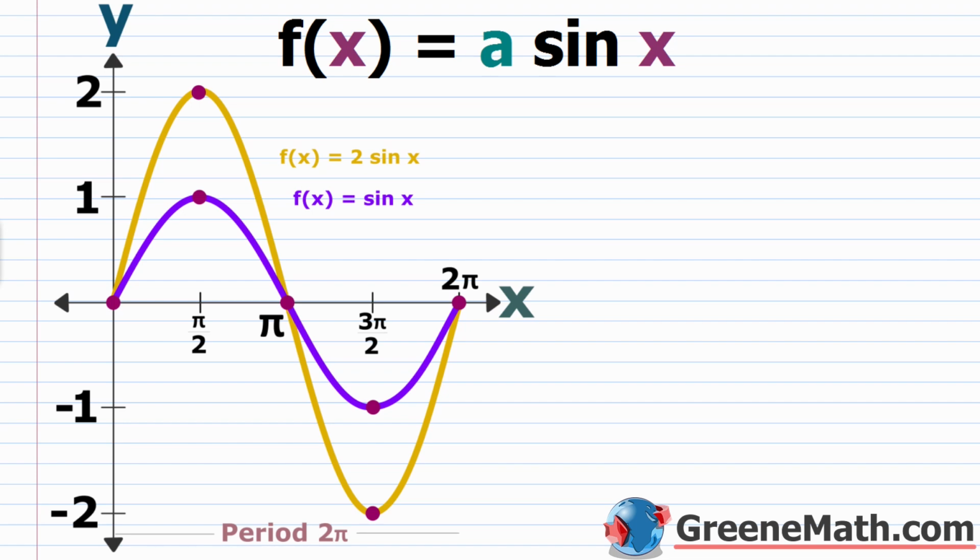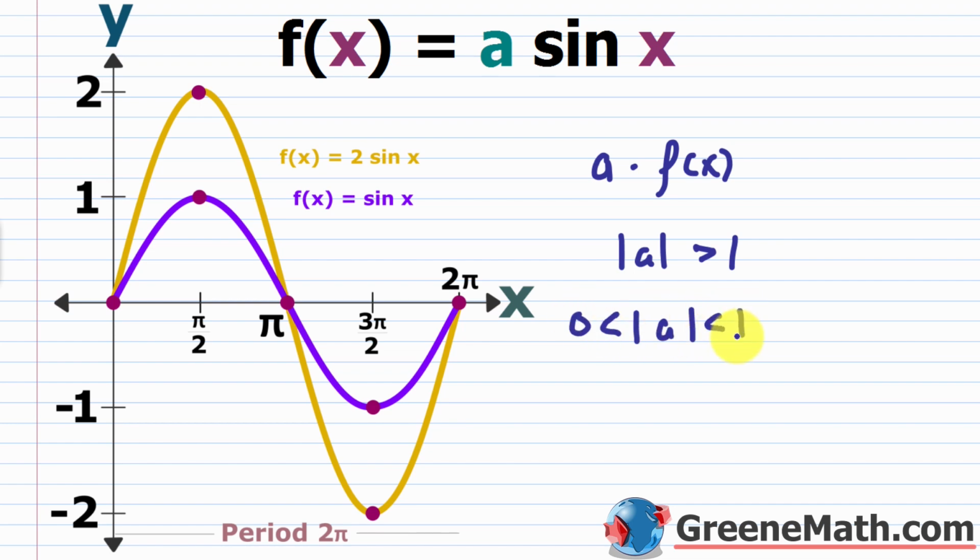All right, so let's start talking about some of the function transformations that we're going to see. The first type is very, very easy. This is where we have a vertical stretch or a vertical compression. You'll recall from earlier in the course, if we have something like a multiplied by f of x, basically if this a value, the absolute value of that, is greater than 1, you're going to have a vertical stretch. If you have the absolute value of a being greater than 0 and less than 1, now you're going to have a vertical compression, okay?